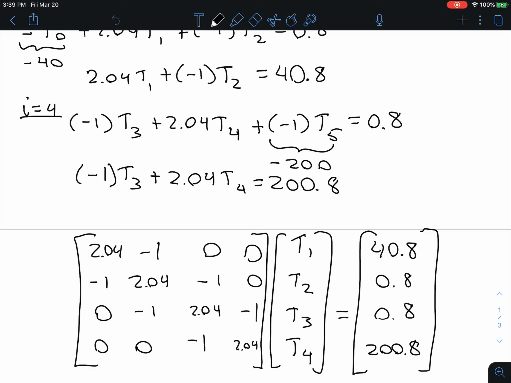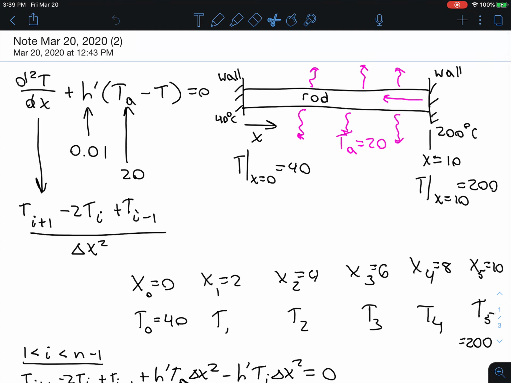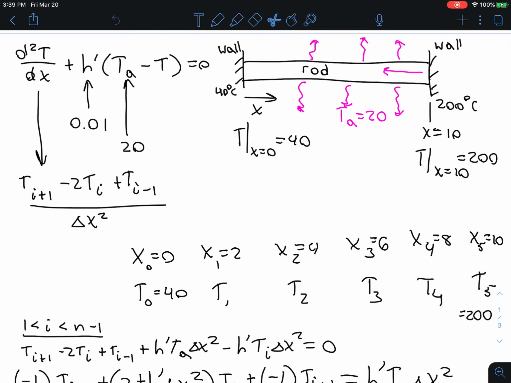In this video, I'd like to tell you about another way of formulating the finite difference solution to this problem, where you have this differential equation and then you know two temperatures at the boundaries. So this is a way that some people find more intuitive.